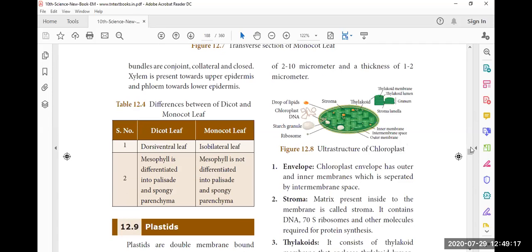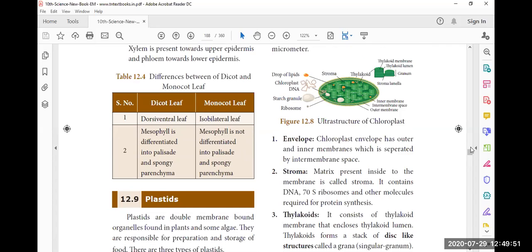They are envelope. Chloroplast envelope has outer and inner membrane. The envelope has two membranes. One is present on the outer side and another one is present on the inner side. The outer side membrane is called the outer membrane. The membrane which is present inside is called the inner membrane. These two membranes are separated by the intermembrane space, which means the space present between the two membranes is called the intermembrane space.